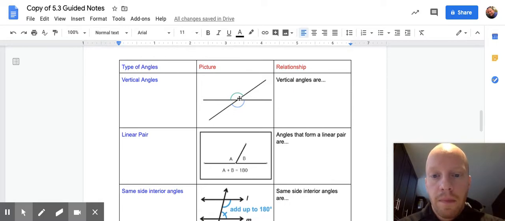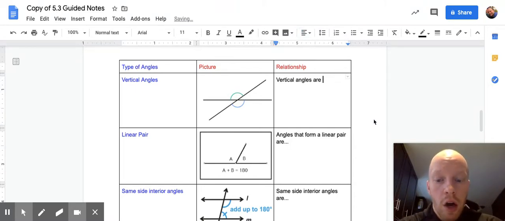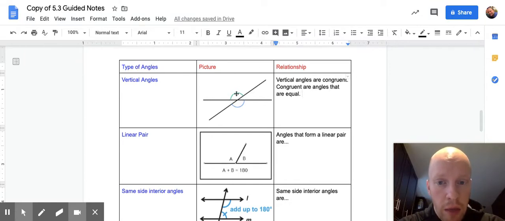Vertical angles, right, are two angles that are pretty much across from each other. This in green here, this in blue here, this is a set of vertical angles. And what we remember is that vertical angles are congruent. Now, think about it. We did learn this, but what does congruent mean? That's right. Congruent angles are angles that are equal. So what that means is, if this green angle here is an obtuse angle, so if this was 120 degrees, that means that this blue angle here would also be 120 degrees.